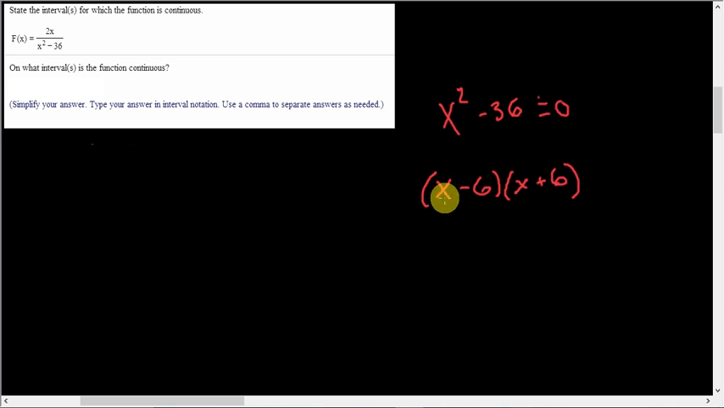Alright, so when x is positive 6, this thing right here equals 0, right? Because 0 times whatever, in this case 12, is still 0. And then when x is negative 6, this becomes 0. So we know these two are points in the graph where our function does not exist.